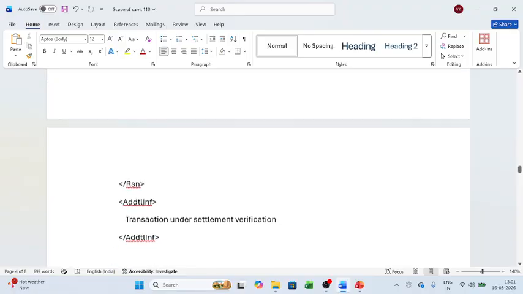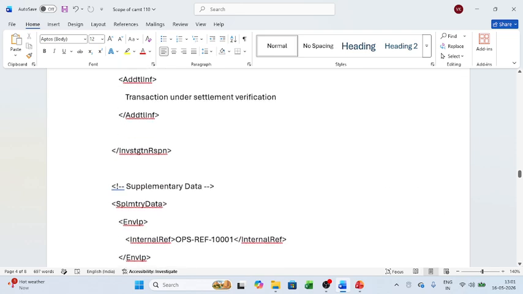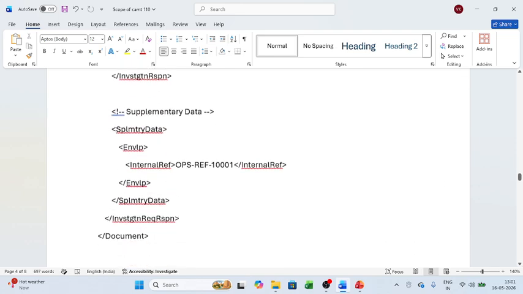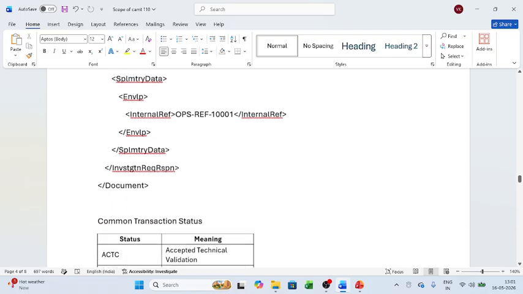After you are able to get the transaction status, either you do the investigation or you get the response. This is the ACTC response, and they have given the response code also. For each and every transaction, you record the response and response code also. In supplementary data, you can see additional information.